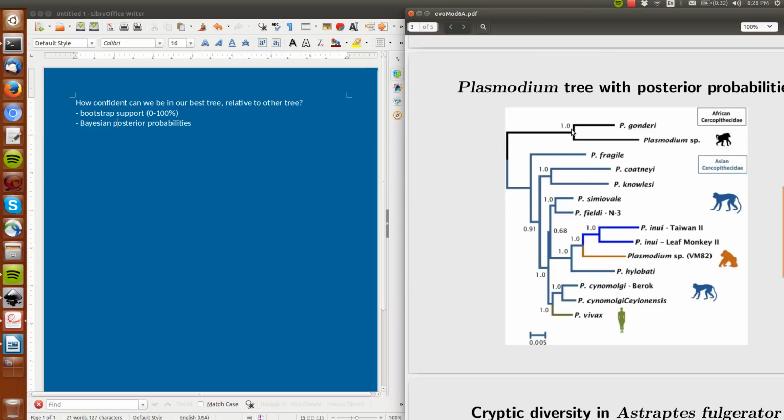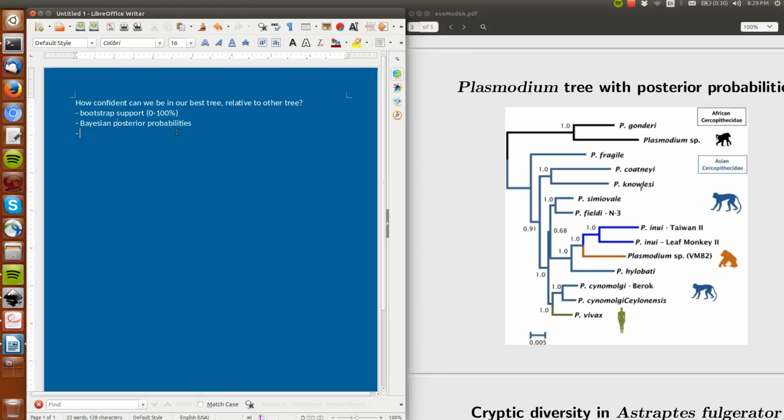So essentially there's a probability of 1 that P. gonderi and this Plasmodium species are each other's closest relatives. Similarly, here we have P. inui from Taiwan and from some leaf monkey. Again, a posterior probability of 1 that's the true branch. Notice that some are lower. For example, we're slightly less confident here. The probability is only 0.91 of this split between these two Plasmodium species and essentially all these other ones. And here we have even less confidence, 0.68 for this bifurcation right here. That says, okay, we split into a group that includes P. simiovale and P. fieldi versus all these other ones. Those are posterior probabilities.